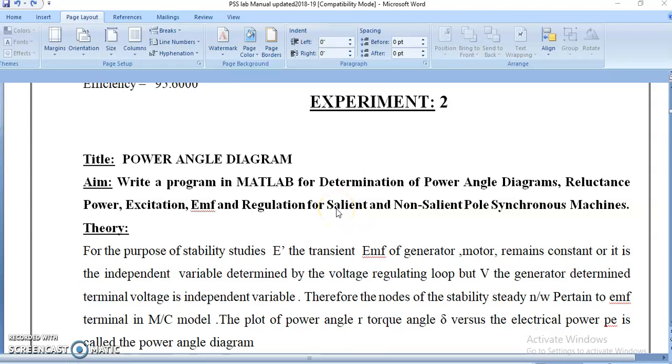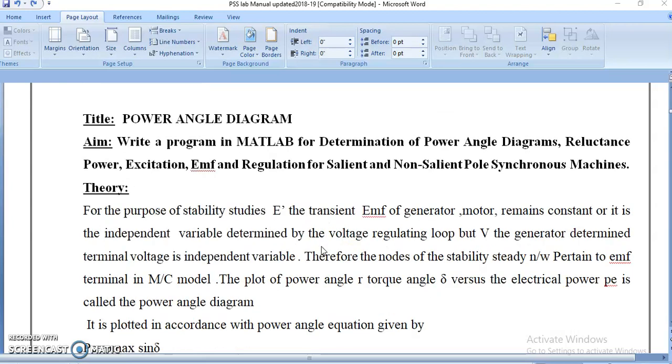Okay, dear students, so today's experiment is experiment number 2, that is power angle diagram, and here we are forming the MATLAB program for the determination of power angle diagram, reluctance power, and excitation EMF regulation for both salient and non-salient pole synchronous machine. As you all know, salient is projected pole, non-salient is non-projected poles, and here we are considering the reactance values XD and XQ, that is direct axis as well as quadrature axis reactance. So with this, let us see this program.